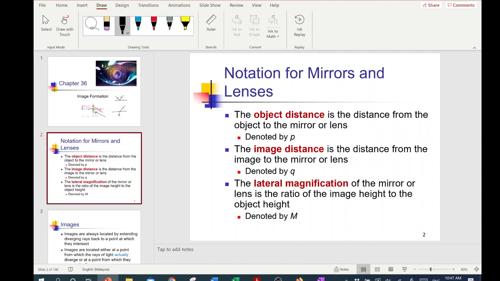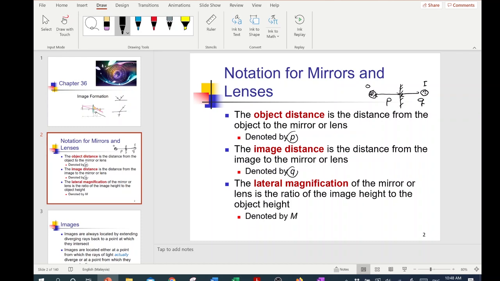First of all, let's have a look at the notation that we're going to use for mirrors and lenses. In the normal case, we're going to have a mirror or any optical component, and then the position of the object, where the object is located. Let's say this is object O, and the distance is denoted by P. Later on the image will be formed at a certain distance, and the distance between the mirror and the image itself is denoted by Q.